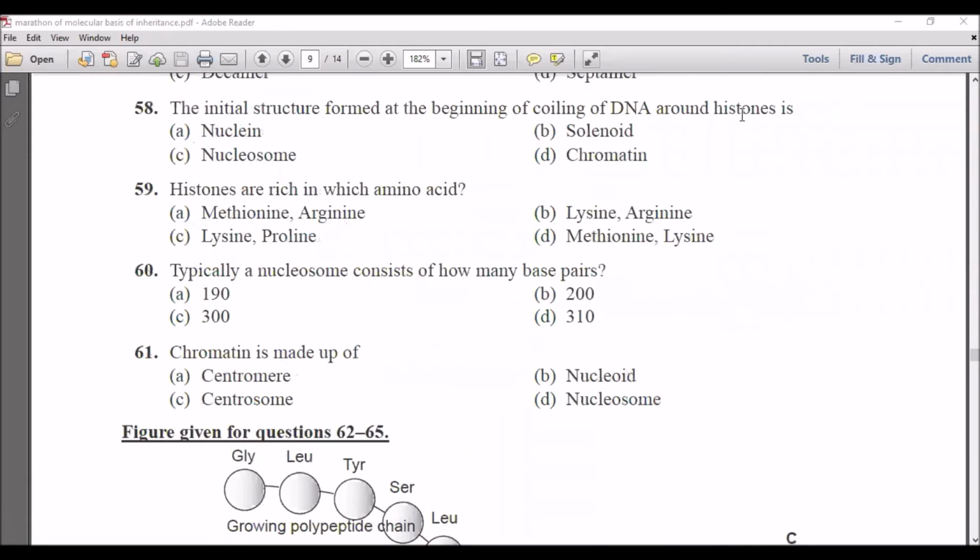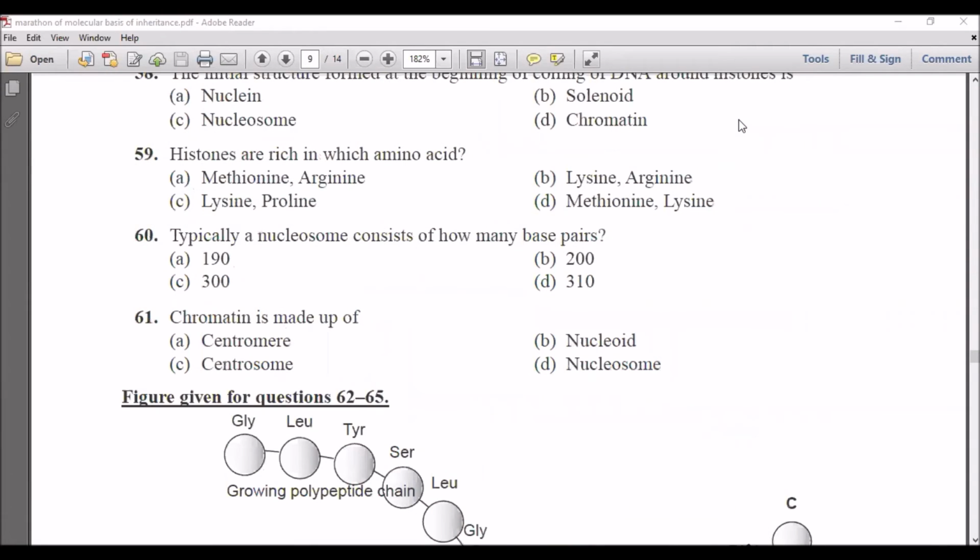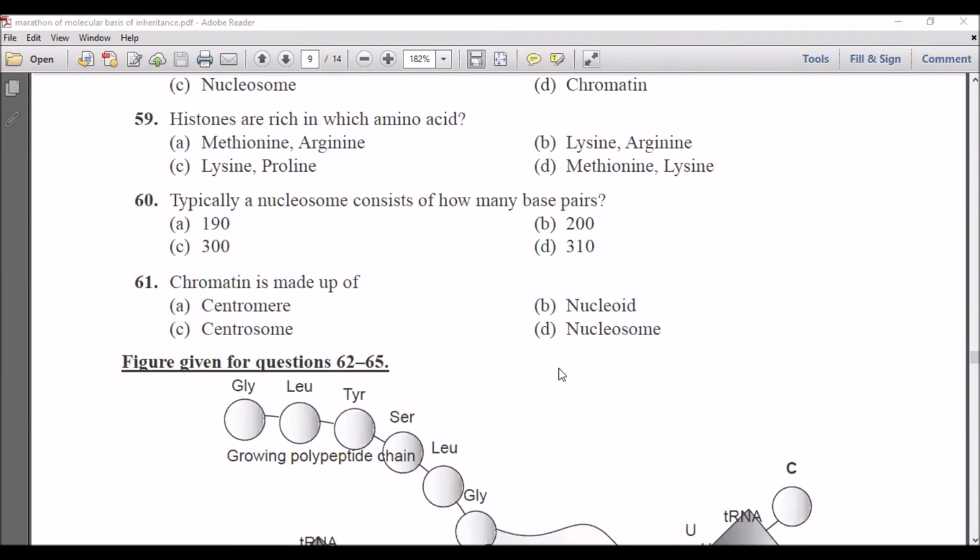Now, next question is, chromatin is made up of centromere, nucleoid, centrosome, or nucleosome. Now we know that a chromatin is made up of nucleosome. So D is the correct answer.